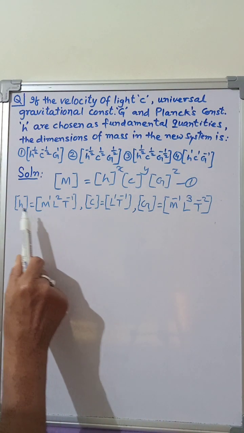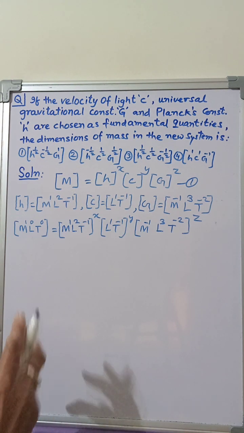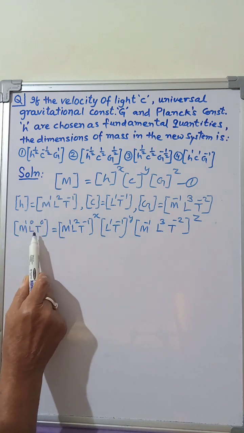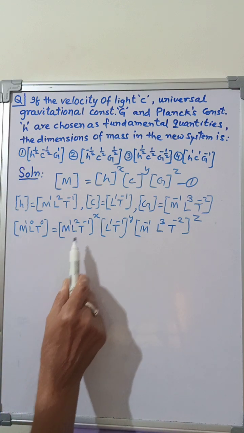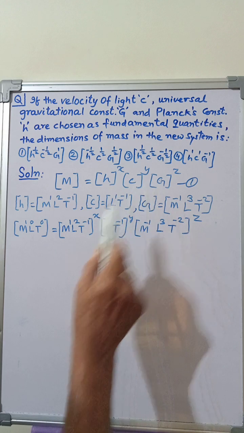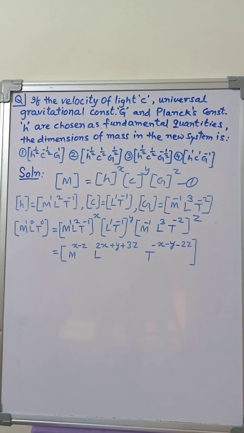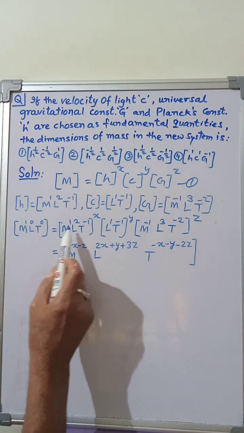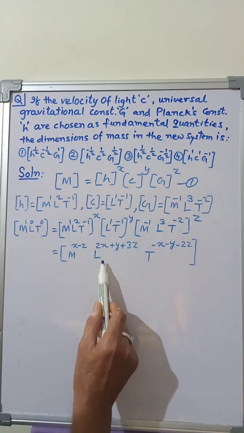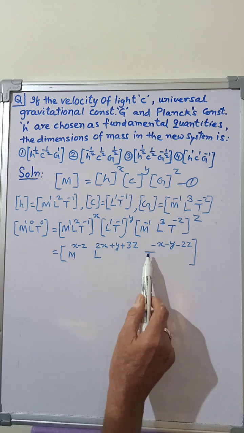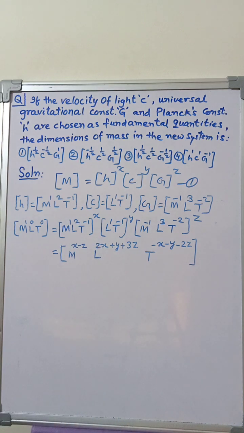Let us put the dimensions of h, c, and G in equation 1. We have put the dimensions of m as M1, L0, T0 because there are no length terms and time terms. Similarly, we have put the dimensions of h, c, and G and put the powers as x, y, and z as in equation 1. Assembling the powers of M, L and T, we get M to the power x minus z, and L to the power 2x plus y plus 3z, and T to the power minus x minus y minus 2z.